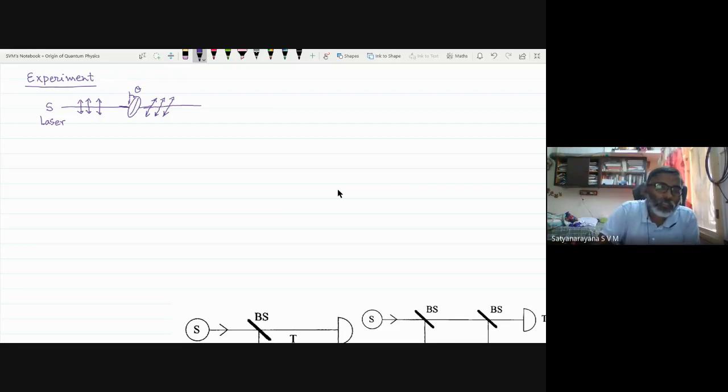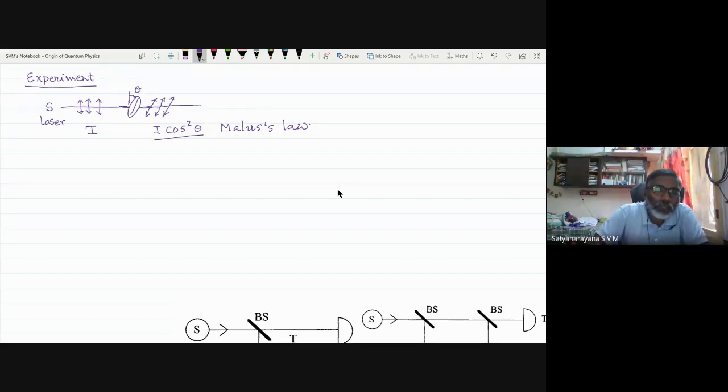Now what happens, you can also show from classical electromagnetic theory. If I is the intensity of the radiation before it comes here, then at this point the intensity will come down. The intensity is given by I cos square theta. This is the famous Malus law. So the intensity of the polarized light after crossing this polarizer, if theta is the angle between the axes, will be polarized in this direction, and the intensity is I cos square theta.